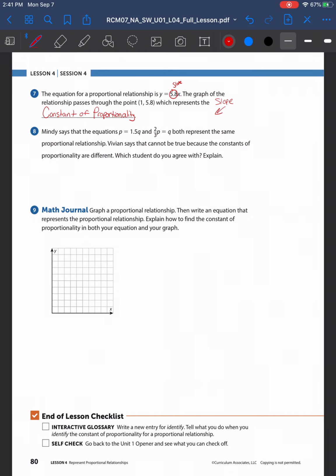Mindy says that the equations P equals 1.5Q and 2/3 P equals Q both represent the same proportional relationship. Vivian says that cannot be true because the constants of proportionality are different. Which student do you agree with?